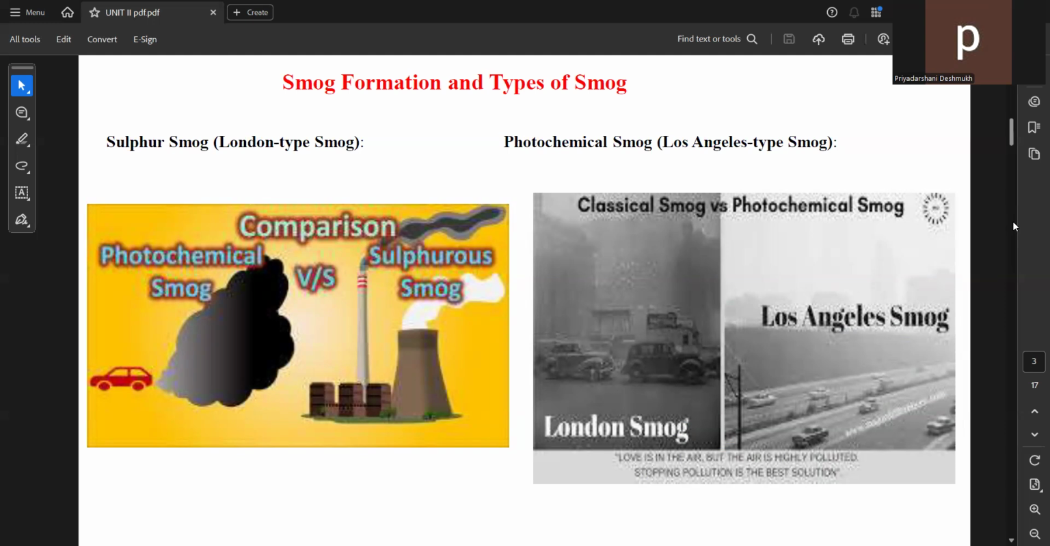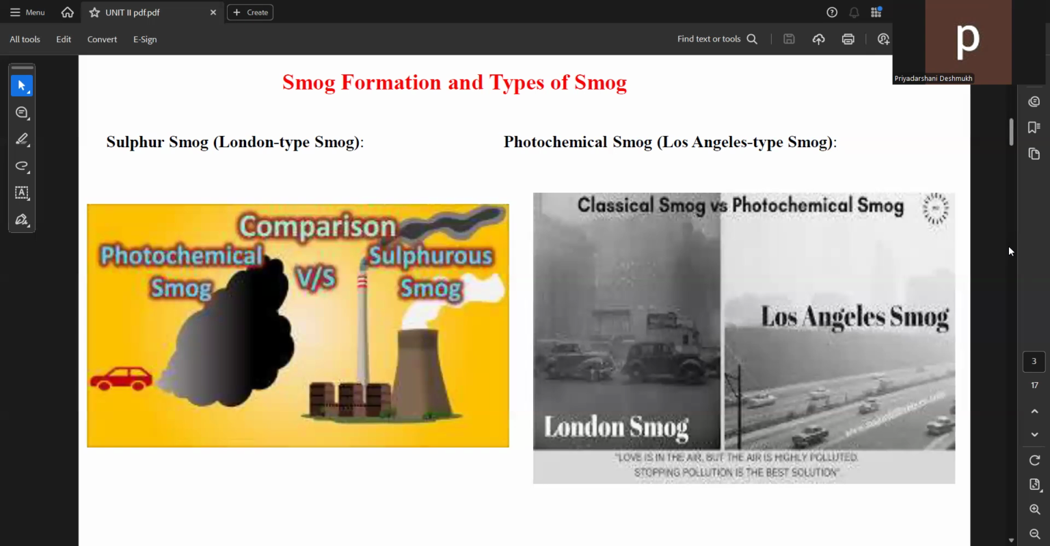There are two images which show you the exact idea about smog. And the main cause is that we can see this phenomenon more in the cities than in village places, because more pollution is there in the cities. This photochemical smog is also called Los Angeles type smog, and the sulfur smog is also called the London type of smog.